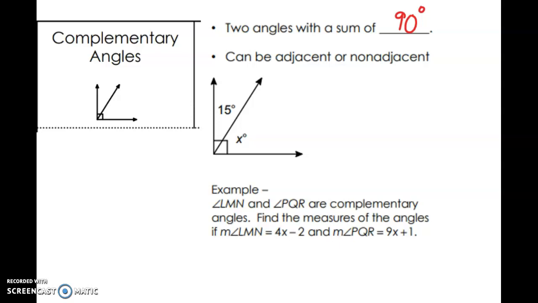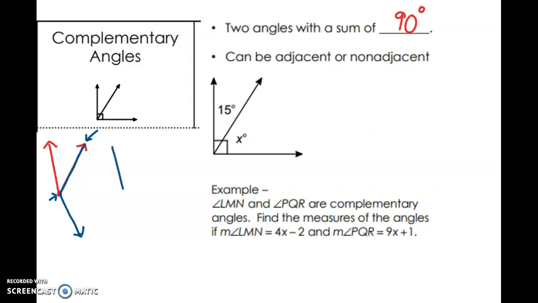So let's just go ahead real quick and talk about adjacent angles. Adjacent angles are two angles that share a side and a vertex, but they don't overlap. So for example, this red angle I drew and this blue angle right here are adjacent. They share this common side right here. They share a common vertex, but they don't overlap.